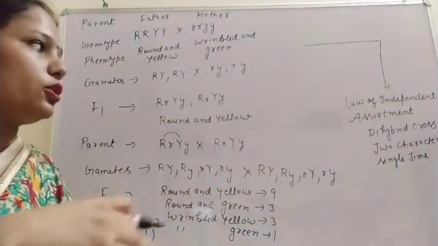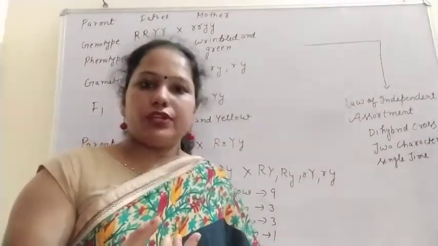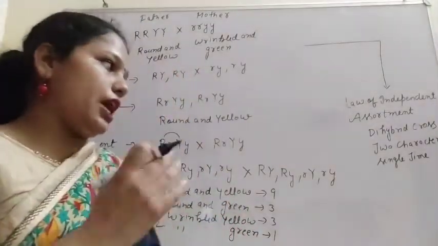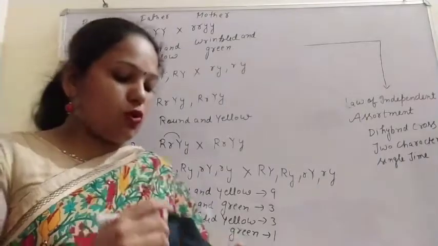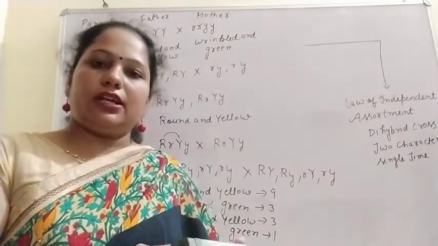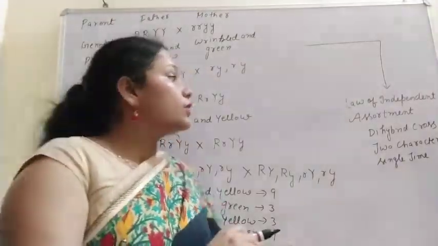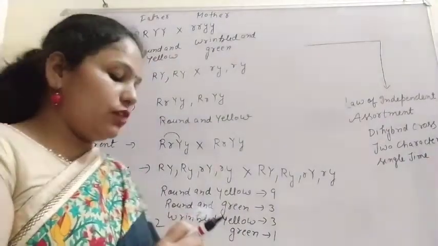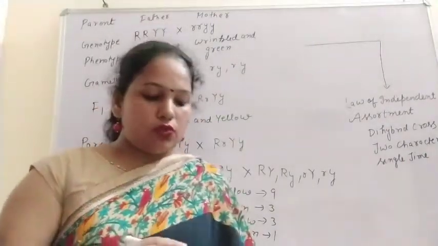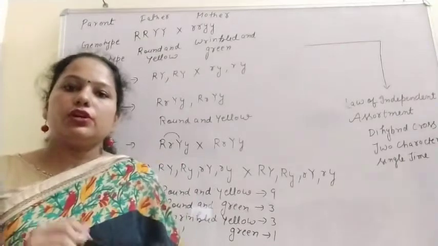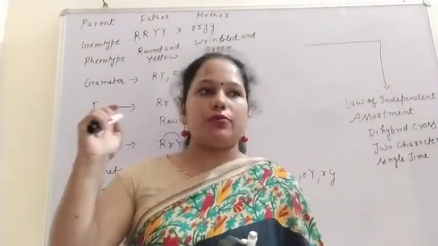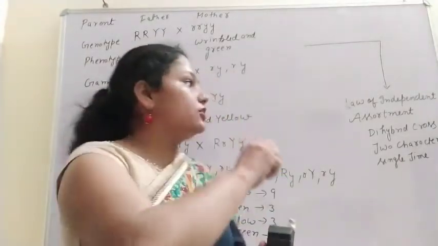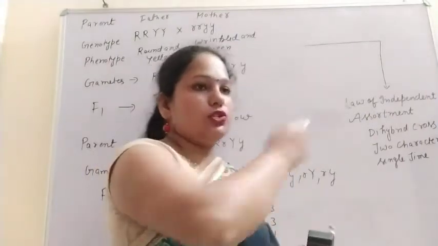And to conclude, or you can say to prove this law, there is the need of the dihybrid cross, because only 2 characters are taken during the dihybrid cross. So what we have discussed up to now: we have discussed the law of dominance, then the law of segregation, and then the law of independent assortment.